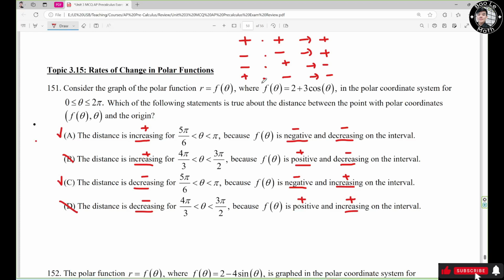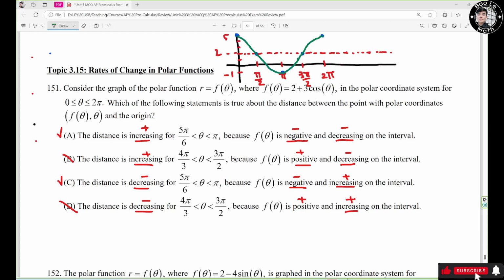Now next, we need to sketch this one, and it's very easy to sketch. You already learned it in a previous lesson. If you don't know how to sketch this one, just revisit the video in the description below.